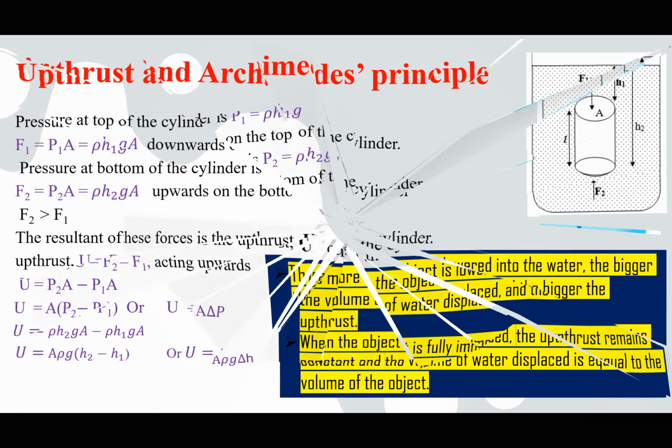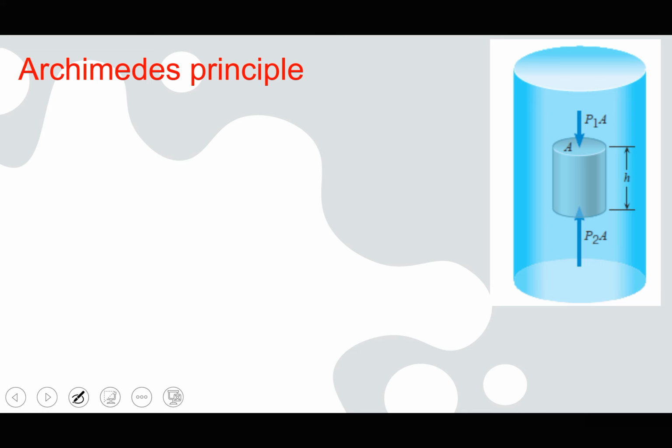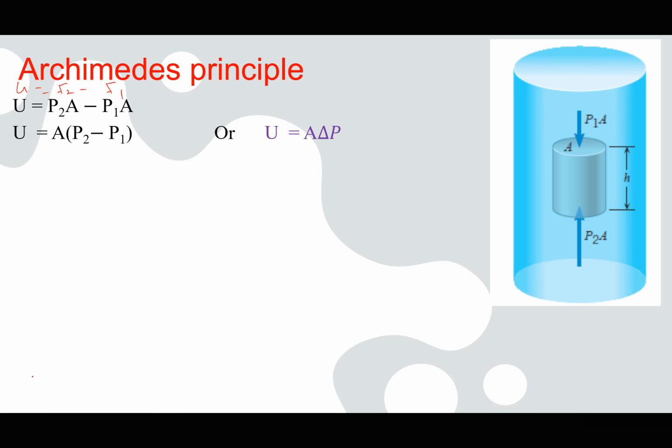Okay, let's now understand Archimedes' principle, having understood what we mean by upthrust. So we have already seen that upthrust is the difference in the force on the top and the bottom of the object. That is, upthrust is equal to F2 minus F1. But F2 was P2 times A, that is pressure at the bottom times the cross-sectional area, minus pressure at the top times the cross-sectional area, which was the same as cross-sectional area times difference in pressure, as we have already mentioned earlier on.